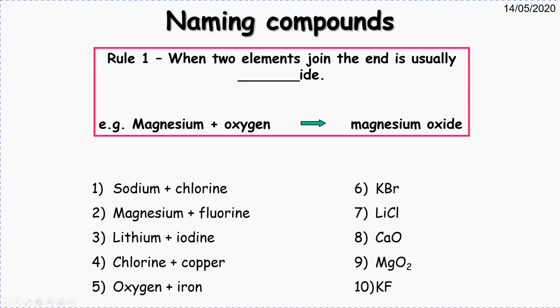Okay. In this case, you can have a go at some of these. You can pause the video and have a go. So for the first one, again, you've got sodium and chlorine. Sodium is the metal, so that would go first. Chlorine is the second one, so that gets changed into the ide. So in this case, you'd have sodium chloride. Now, the others follow the same pattern. Just be careful with number 4, okay, because of the order that it's written in. Think about which one's the metal and which one's the non-metal.